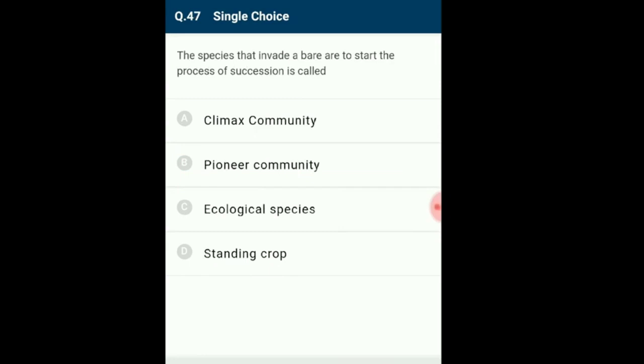Question number 47. The species that invade a bare area to start the process of succession is called as. Gradual predictable change in species composition of an area is called succession. The community which starts the process of succession in a bare area is called the pioneer community, and the community which at the end becomes stabilized is called the climax community. So the answer is pioneer community.